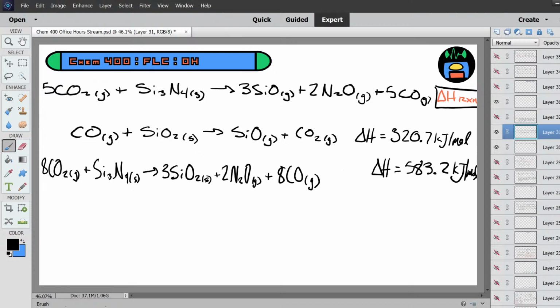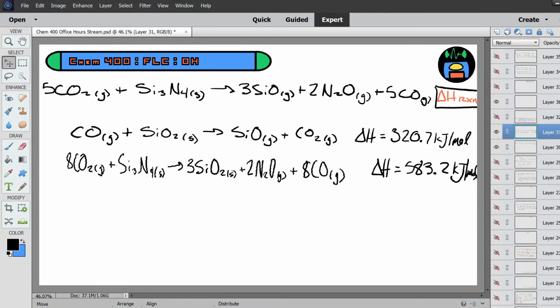All right. This should be balanced. Let me just give it a once over to make sure we're okay. Silicon's okay. Nitrogen's okay. Carbon's okay. Oxygen, let's see what we got. 8, 10, 16. Okay, we're good. All right, now we're ready to figure this out.